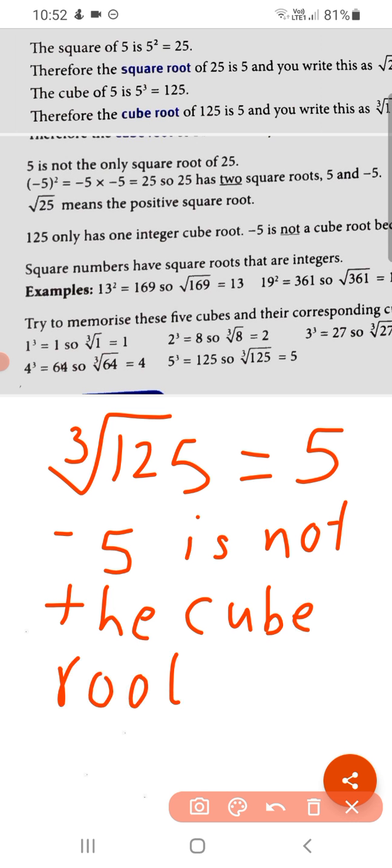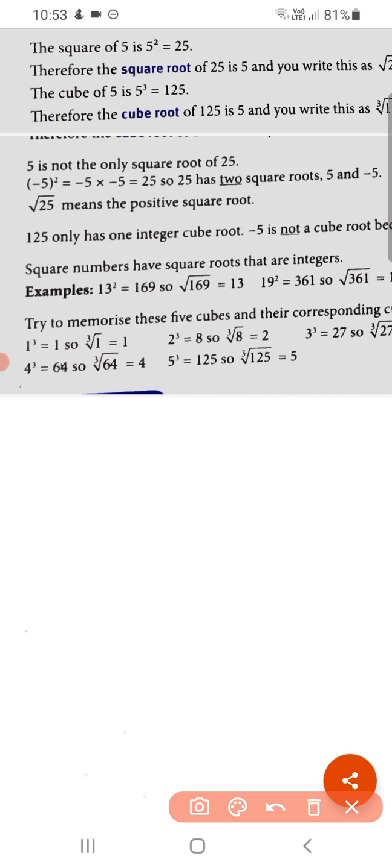Cube root of 125. That is, a number has only 1 cube root, that is a positive number. Negative 5 is not the cube root of 125. But square numbers have square roots that are integers. Integers means positive and negative numbers.